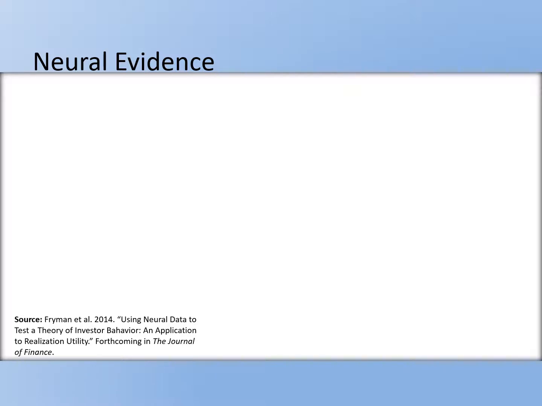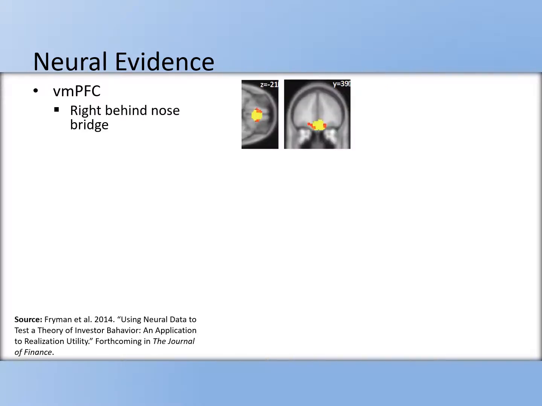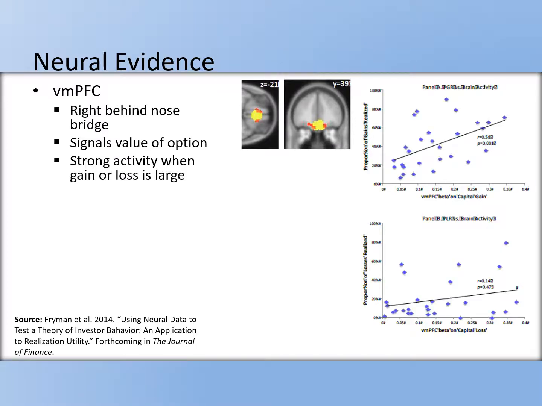So it's a 2014 paper in the Journal of Finance. They are measuring a few specific parts of the brain. One is called the VMPFC, which is right behind the nose bridge, like right behind here. And according to previous research in neuroscience, it signals the value of options, like evaluating different options. Okay. So what do they find? Now, this study is very simple.